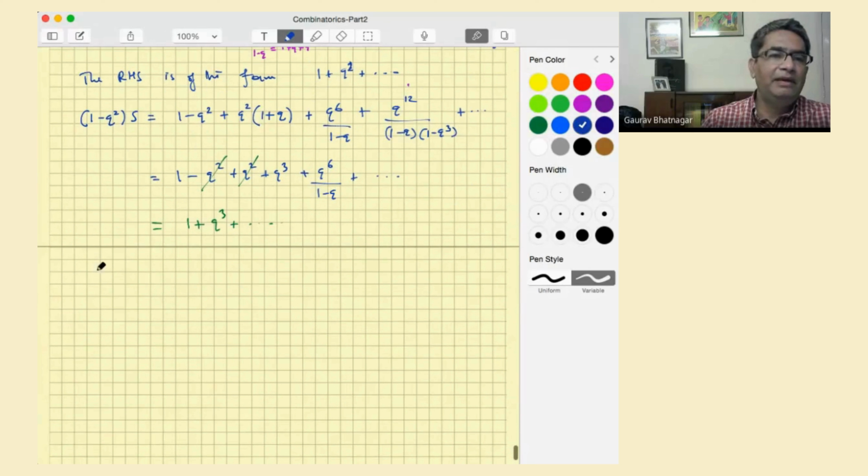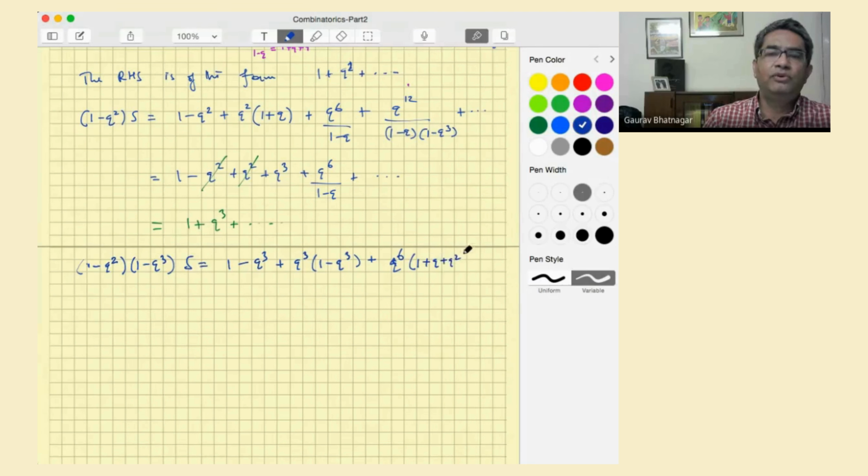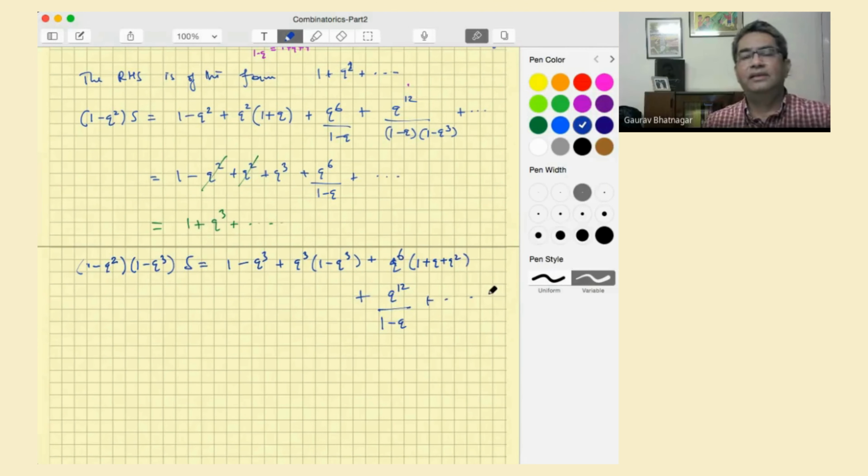So now let me multiply by 1 minus q cubed. So I multiply by 1 minus q cubed over this one. So I get 1 minus q cubed plus q cubed times 1 minus q cubed plus q raised to 6 times 1 plus q squared, plus q raised to 12 over 1 minus q, plus there are more terms.